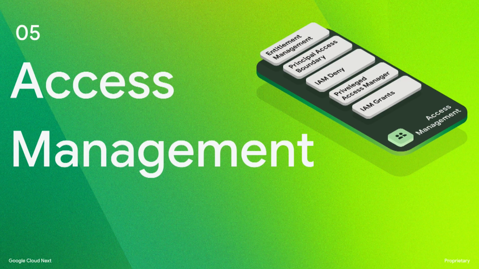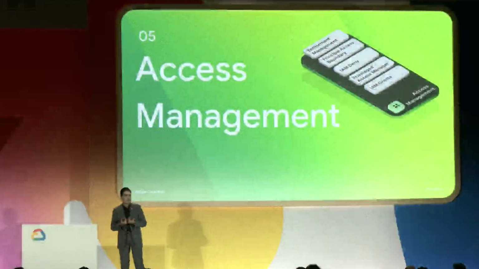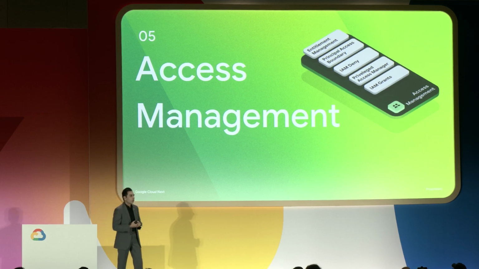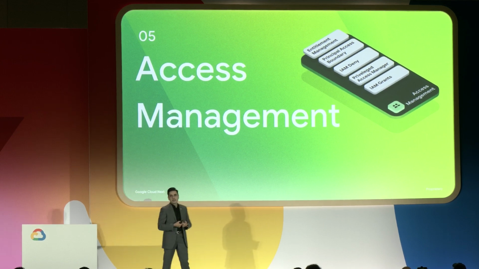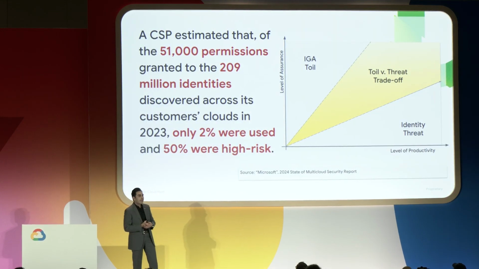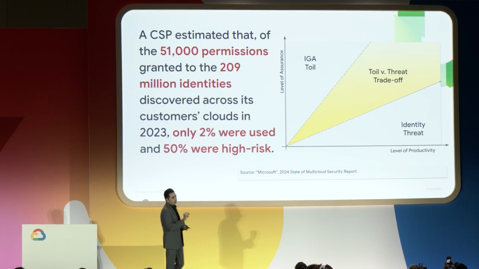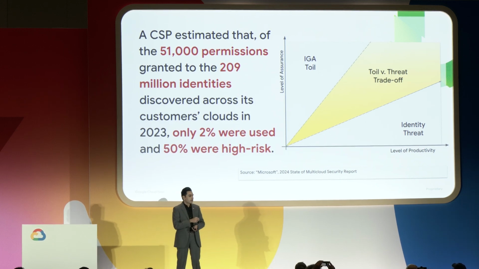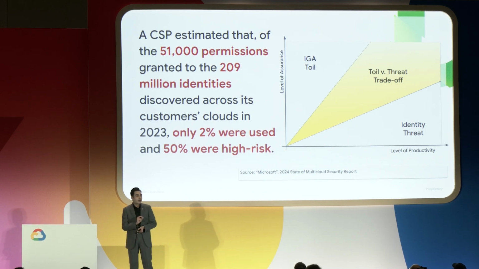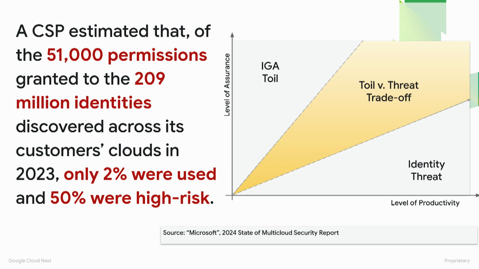OK, so that was identity. Let's talk about access management. This is my favorite topic. It's amazing to me that in 2025, IAM, being as legacy a domain as it is, is still a very important topic and maybe more important than ever before. The reality is it's important because of this data. One of the three CSPs estimated that 51,000 permissions granted to their 209 million identities in their customers' cloud environments used only 2% of the permissions, and over 50% were high risk.